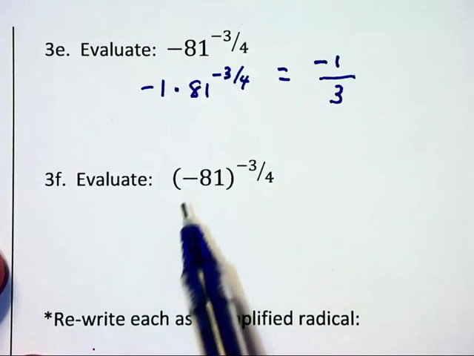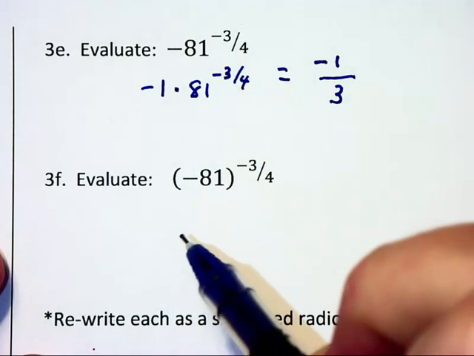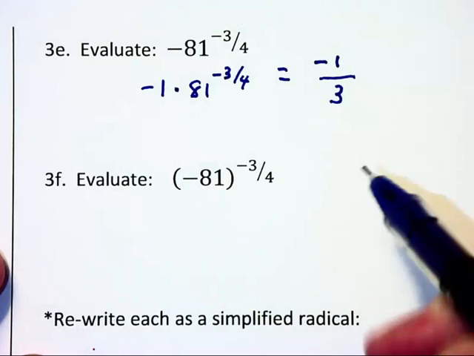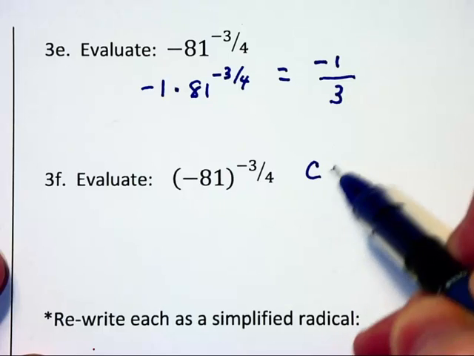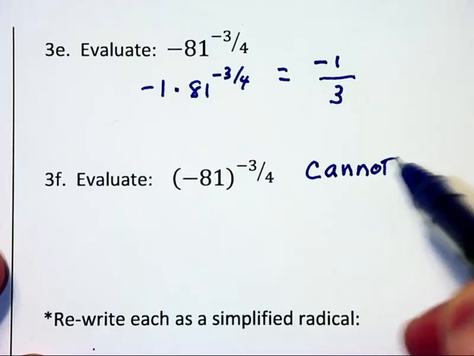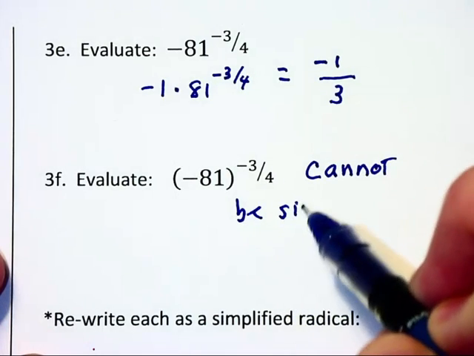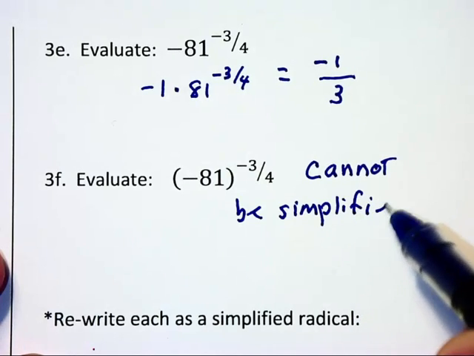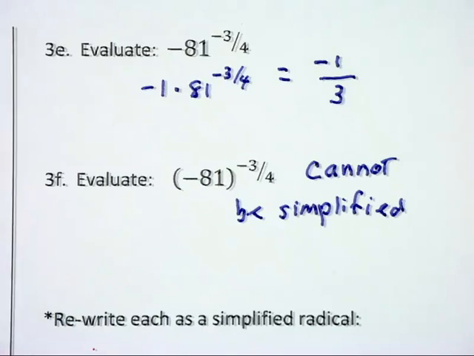Because there's a negative inside the parentheses for this next problem, that would tell us we're taking the 4th root of a negative, and this one can also not be simplified, at least using our current understanding level, or at least using what we know now.